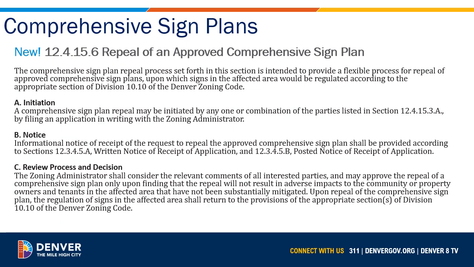Another new procedure to repeal an existing CSP has also been added in section 12.4.15.6. A repeal of an existing CSP can be initiated by the same types of applicants that can apply for a CSP and can be approved by the zoning administrator if they find the repeal would not cause unmitigated adverse impacts in the surrounding area. If a CSP is repealed, regulation of signs goes back to the applicable sections of Division 1010, the sign code.